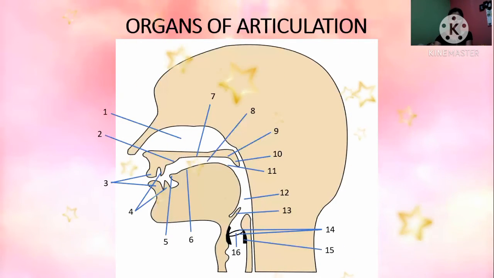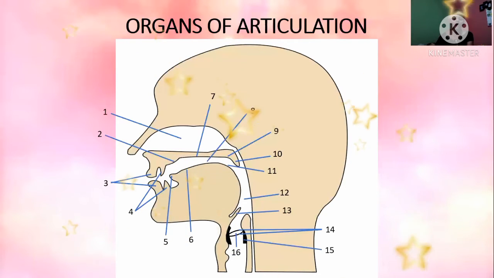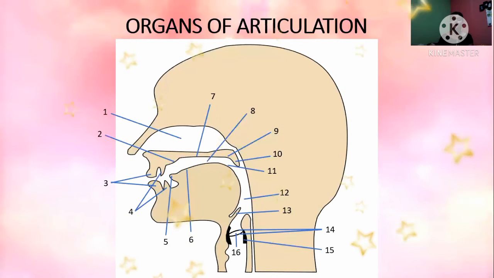And in number 9, we have the velum. The velum controls airflow through the nasal cavity. A velar sound is produced by bringing the tongue back up close to or into contact with the soft palate.